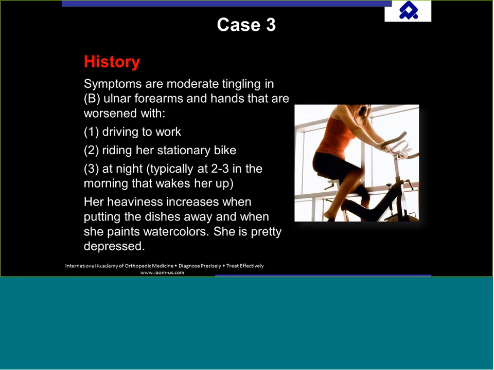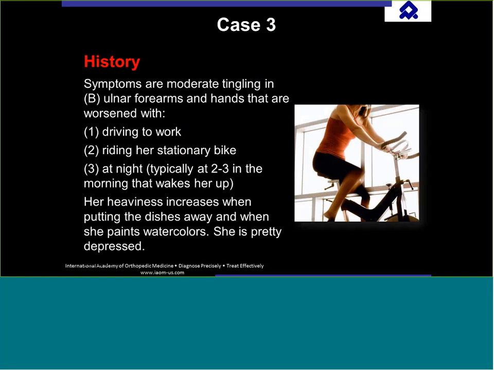Typically at 2 or 3 in the morning, she wakes up with pain and or tingling and numbness that's painful in the middle of the night. Her heaviness increases when putting the dishes away and when she paints watercolors. Overall, she's pretty depressed about this.